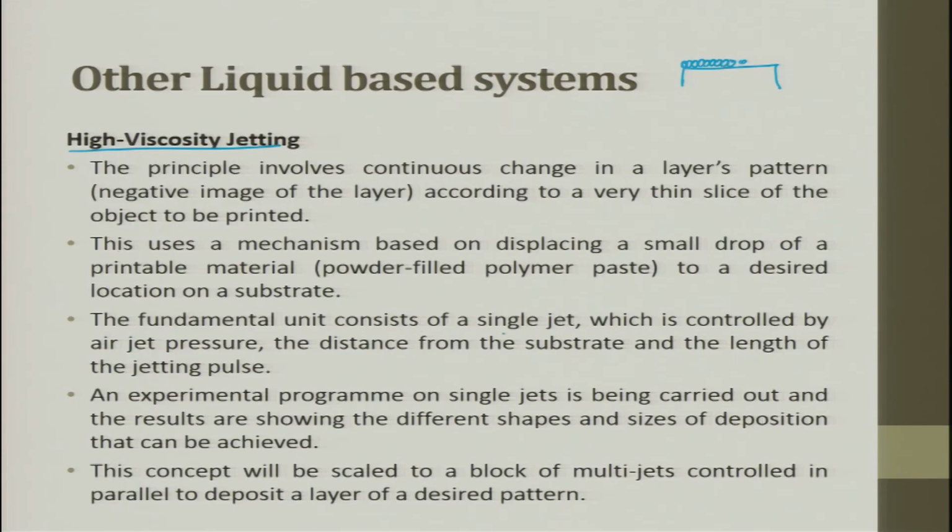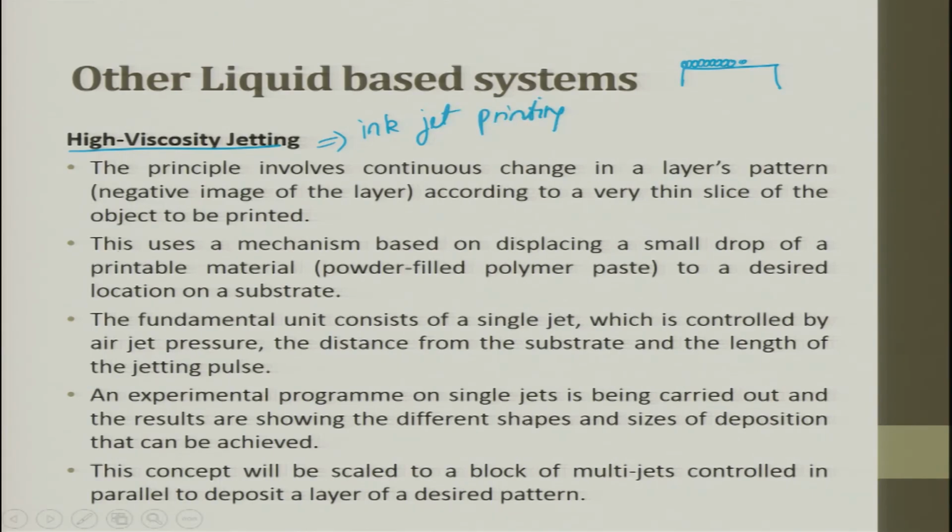The fundamental unit consists of a single jet, which is controlled by air jet pressure. The distance from the substrate and the length of the jet pulse are very, very important. An experimental program on a single jet is being carried out, and the results show that different shapes and sizes of deposition can be achieved. Still, this is in the nascent stage. This concept will be scaled to a block of multiple jets controlled in parallel to deposit layers of a desired pattern. If you are looking for an analogy, you should look at inkjet printing.